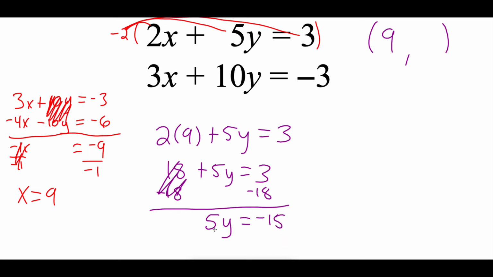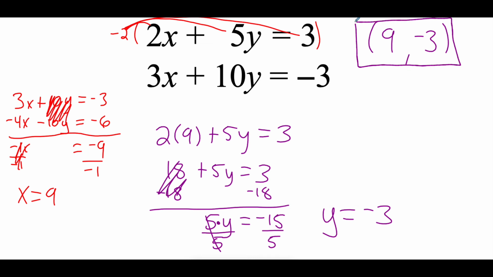We still need to get rid of the 5 in front of the y. 5y really means 5 times y, so to get rid of that multiplication, we're going to divide everything in here by 5, and that should leave us with a y value of -3. So I'm going to go back up to my ordered pair. The y value is -3. So the solution to this system of equations is the point 9, -3.